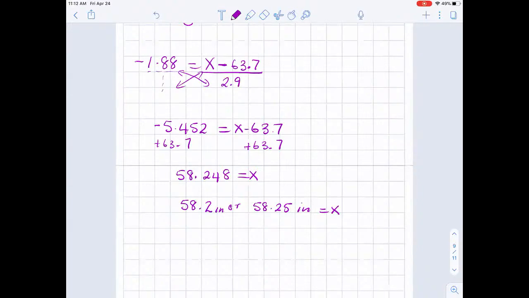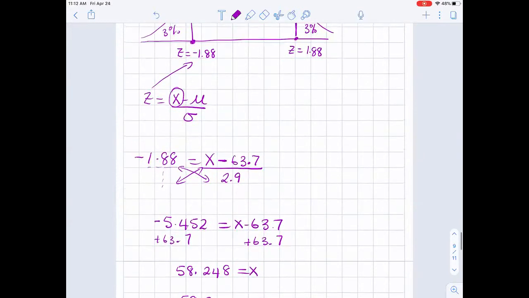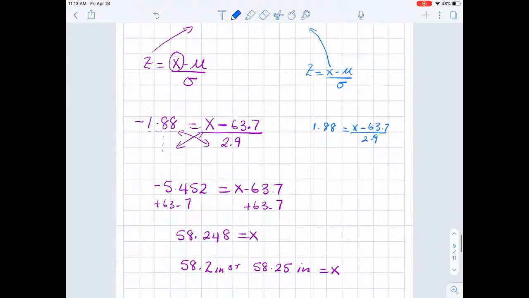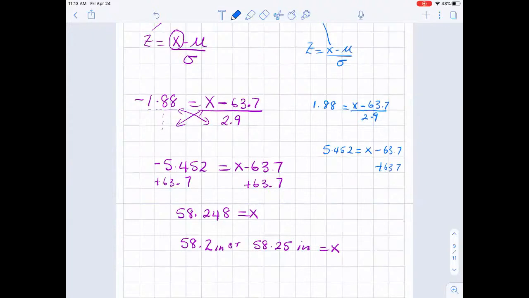So the shortest you can possibly be is about 58.2 inches. Now, what's the tallest you can be? The same thing we have to do for this side now. We have a positive 1.88. Same formula, Z is equal to x minus mu over sigma. So x minus 63.7 divided by 2.9. If you multiply, you get a positive 5.452 is equal to x minus 63.7. Then we add 63.7 to both sides.